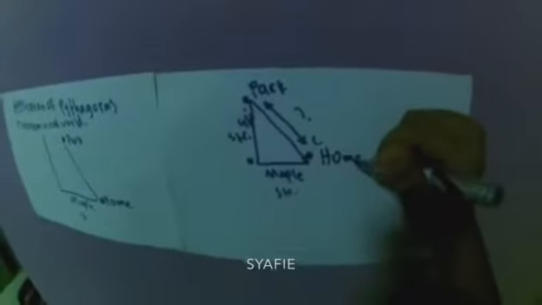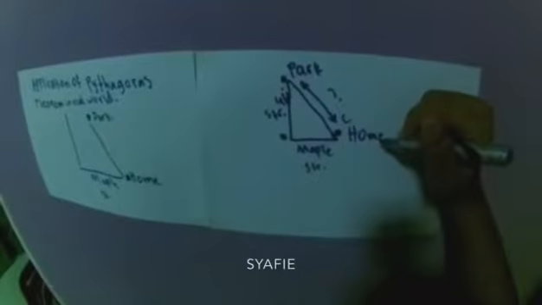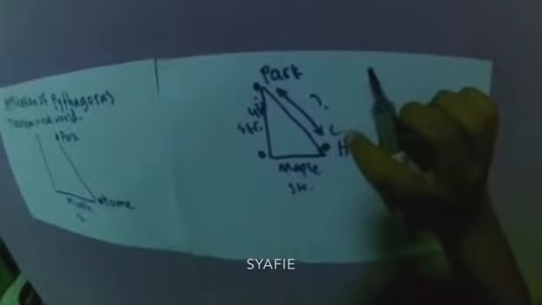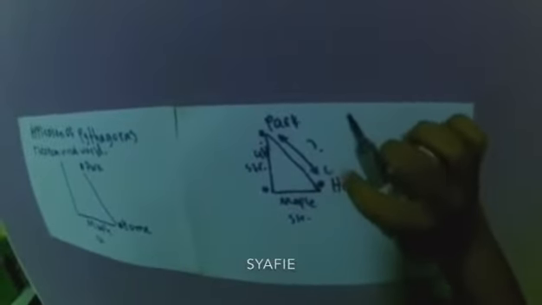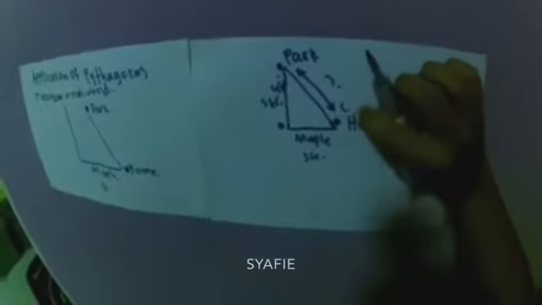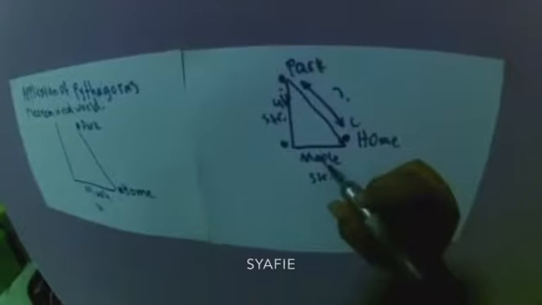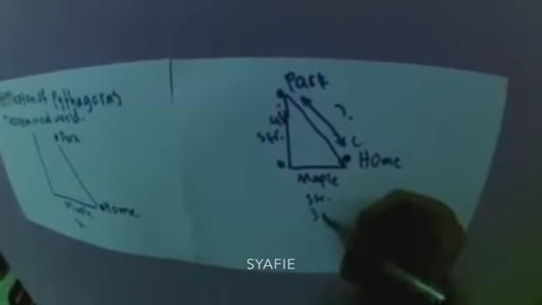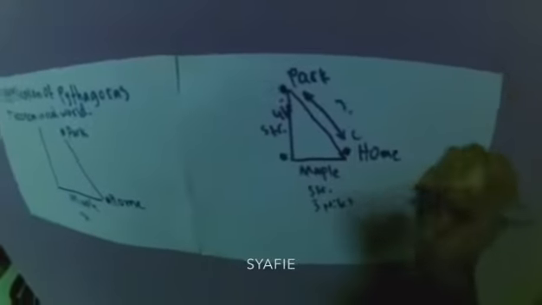Ali usually rides his bike from home to the park using Maple Street, then up to Obi Street. He wants to know the length of C Street, and he knows the length of Maple Street is 3 miles, and Obi Street is 4 miles.